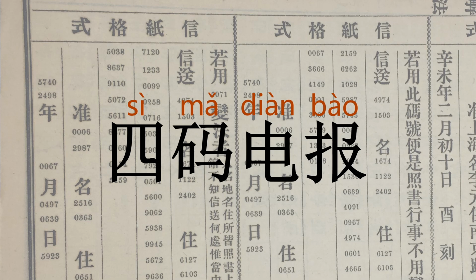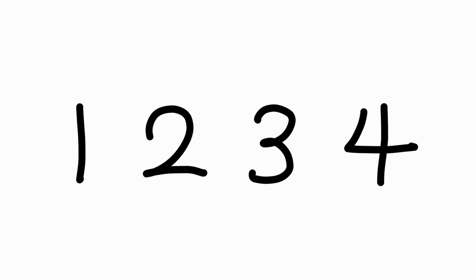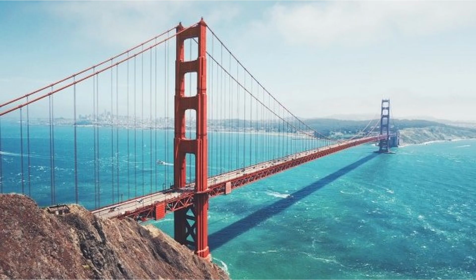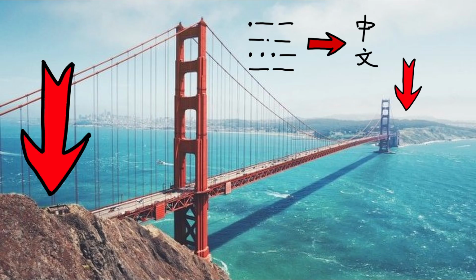Overall, the key of 四码电报, the digital Chinese telegraph code, is the numbers from 0001 to 9999. Every group of numbers expresses one character, and then the bridge between characters and telegraph code appears.